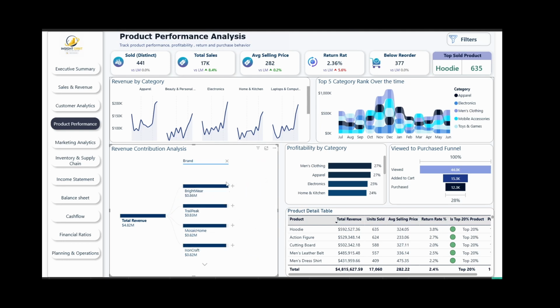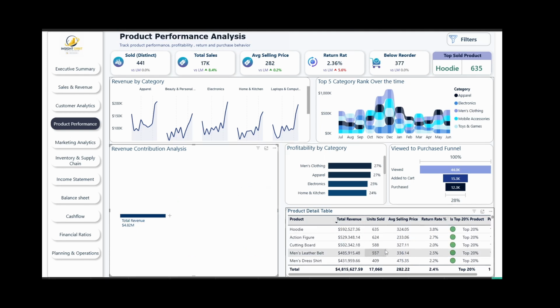I also include the decomposition tree to provide interactive revenue analysis. This visual starts with the total revenue and allows the user to drill down through different business dimensions: category, brand, and product name. This helps the user understand exactly where the revenue is coming from without creating multiple reports. For example, a user can start with the total revenue, drill down into a specific category, then explore the brand, and finally identify the individual product generating the highest revenue. The decomposition tree makes root cause analysis simple and interactive, allowing the business user to quickly discover the top-performing categories, brands, and products with just a few clicks.